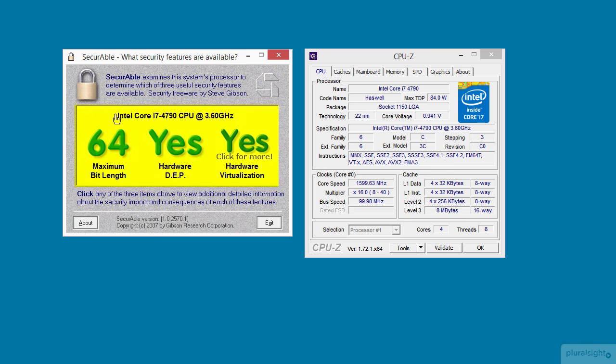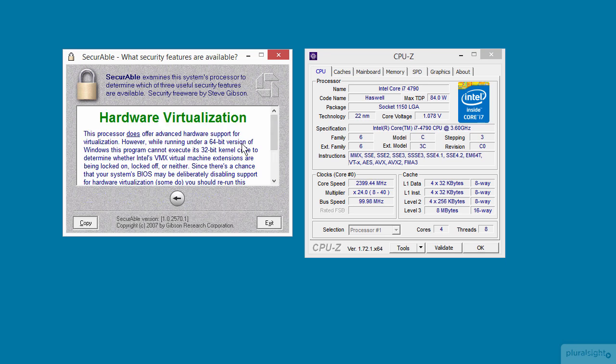You see that the results here echo the type of CPU and its speed. It is in fact a 64-bit processor. It does support hardware DEP. Now DEP is an old term. DEP stands for Data Execution Prevention, and that's the old term for the X bit, the execute disable bit that we just talked about. And you'll notice here hardware virtualization says yes. So my system does in fact offer those extensions, and I know that this is an Intel and not an AMD processor. CPU-Z is an excellent tool for that.